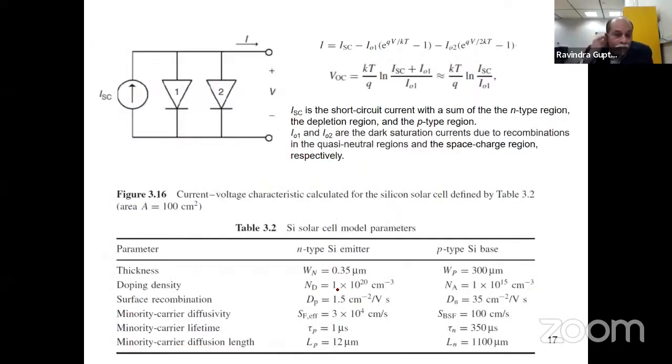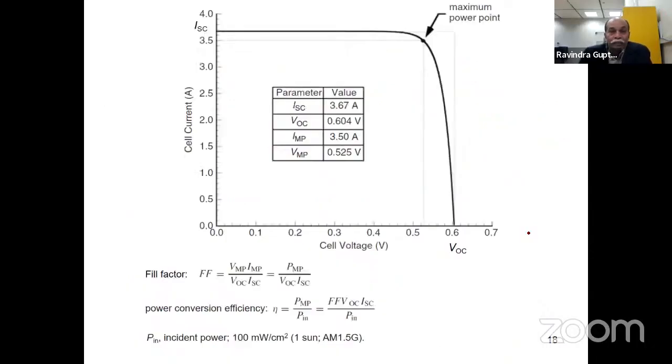And the lifetime of the minority carrier should be less in the N-type region and high in the P-type region. So we have that thing, and the diffusion length of the minority carrier should be lower in the N-type region, and it should be high in the P-type region. So these are the basic requirements.